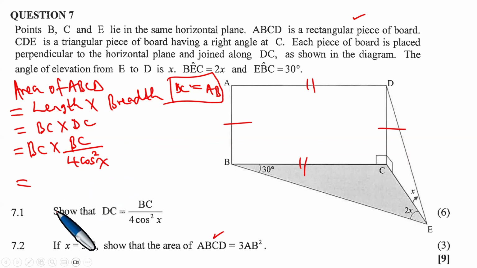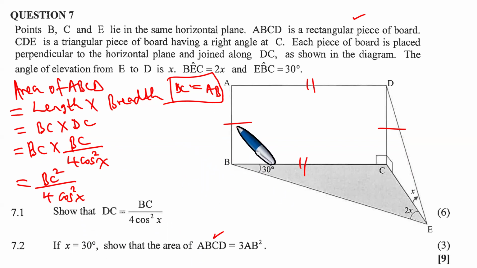Okay, so now let's simplify these together. In the place of DC, you can put this one. Then you'd have BC, which is BC squared divided by 4 cosine squared x. But how is BC related to AB?